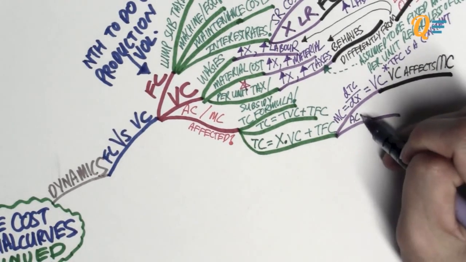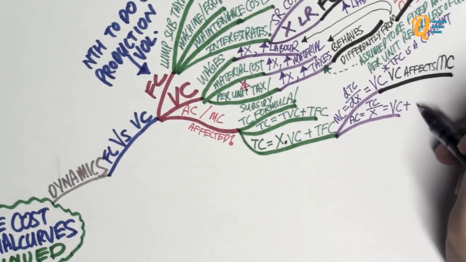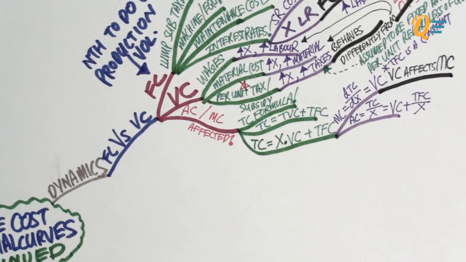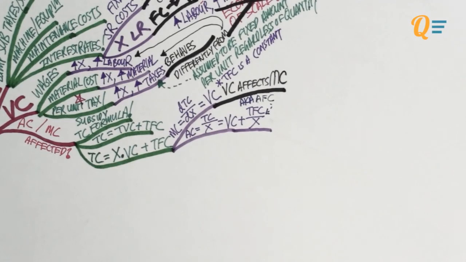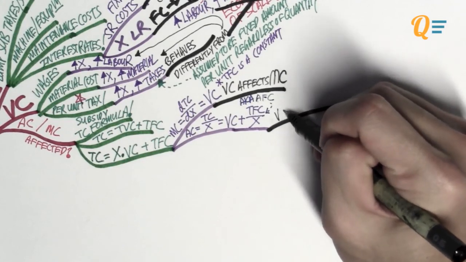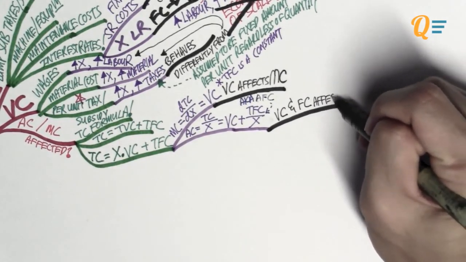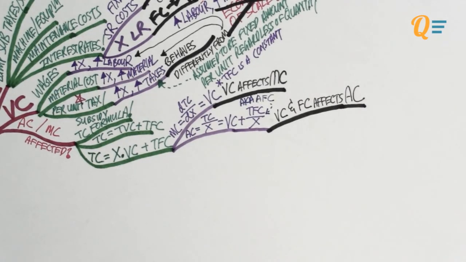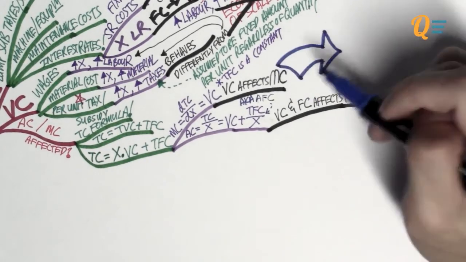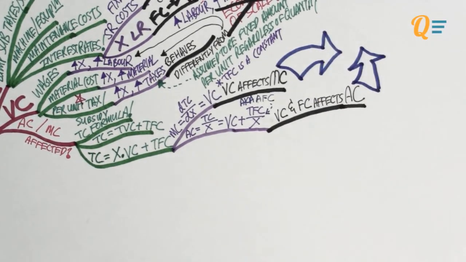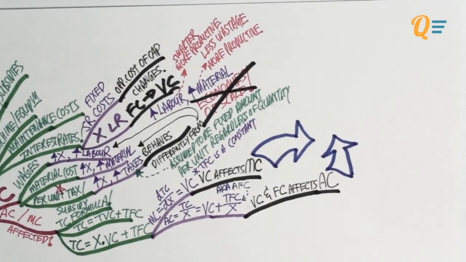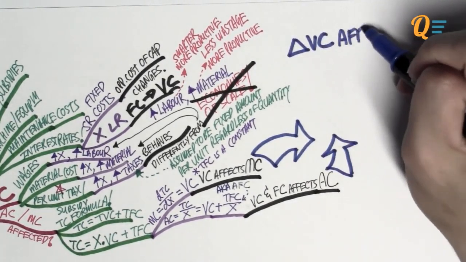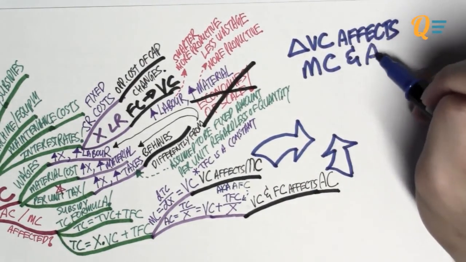Now, to find the average cost, I need to take the total cost divided by X, and I'm going to get the variable cost plus the average fixed cost. Since you see variable cost and fixed cost as part of the function for average cost, this basically means that your variable cost and your fixed cost are going to affect your average cost curve. Okay, so these are the two key results that we have found, and I can actually phrase this in another way. I can also say that a change in variable cost is going to affect your marginal cost as well as your average cost.